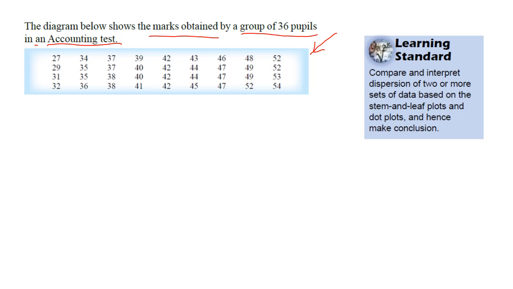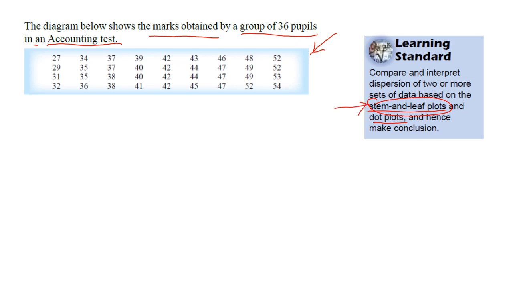If you look at here, it's quite difficult to interpret because the data is raw and not represented in a better form. So you will learn how to put the data in a stem and leaf plot and also a dot plot. But today, for this slide, we will see the stem and leaf plot. So how do you do the stem and leaf plot?